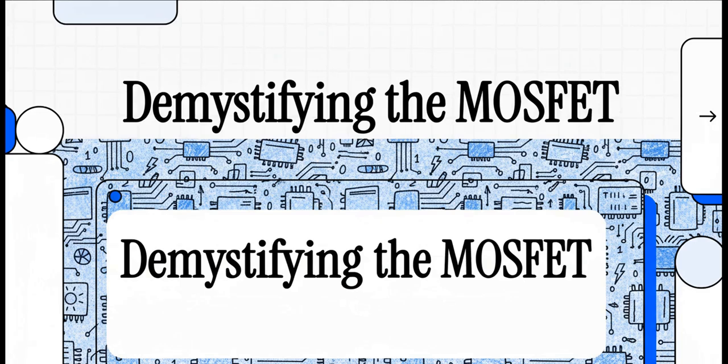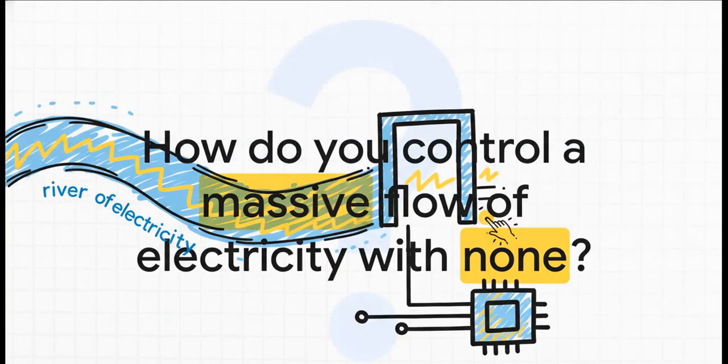All right, so you've probably never actually seen one of these things, but I guarantee you use billions, yes, billions of them every single day. We're talking about the absolute bedrock of our entire digital world, the MOSFET. And today, we're going to pull back the curtain and demystify this tiny little switch that, well, makes pretty much everything possible. So, let me ask you a question.